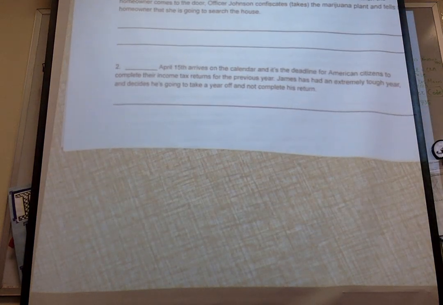Number 2, April 15th arrives on the calendar, and it's the deadline for the American citizens to complete their income tax returns for the previous year. James had an extremely tough year and decides he's going to take a year off and not complete his taxes. So look for the amendment that deals with taxes. Does James, in this case, did he violate or did he exercise his right to not pay taxes? Pause it. Look at your notes.